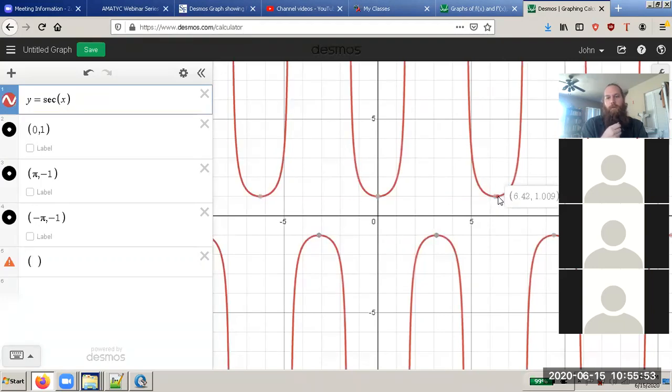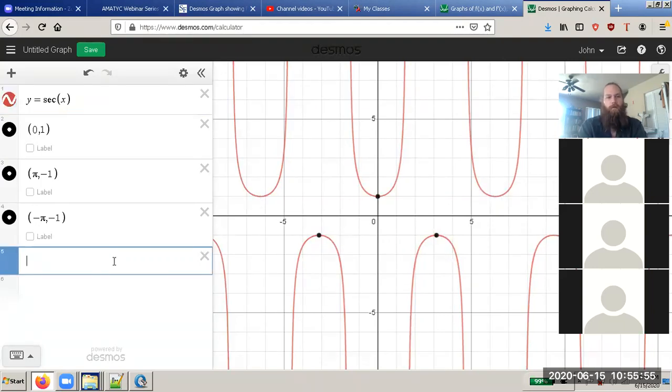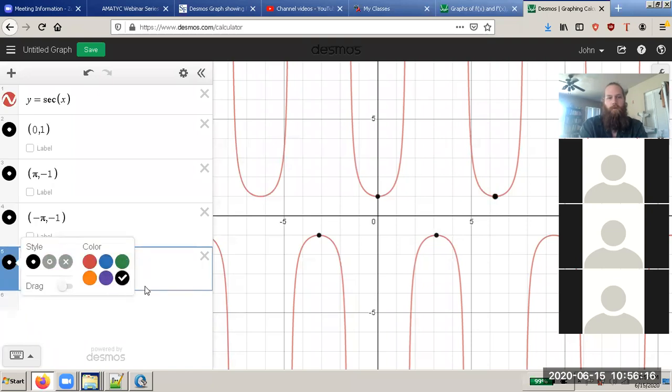So this guy is going to be x equals 2 pi. What's the y value there? What is the secant of 2 pi? 1. 1, yeah. There it is. So all of these are locations of horizontal tangents.